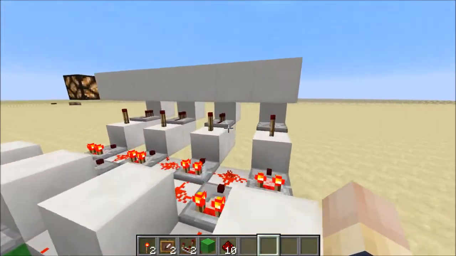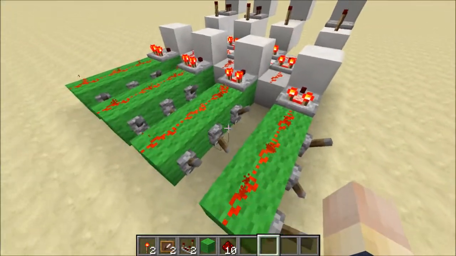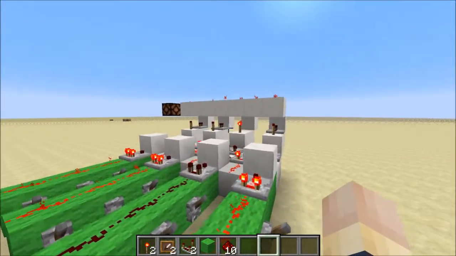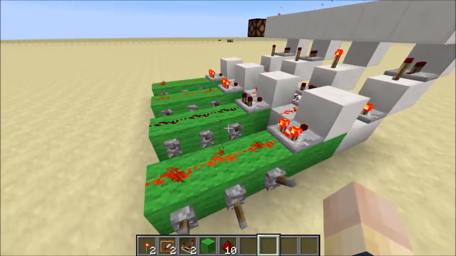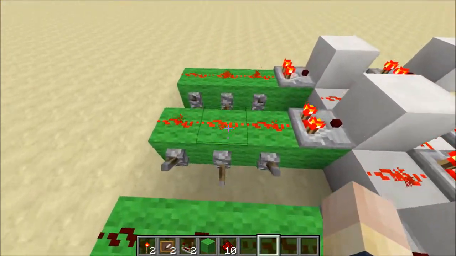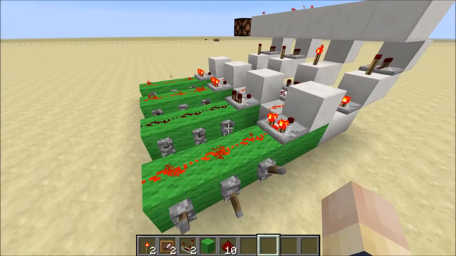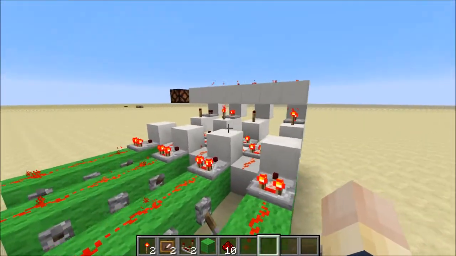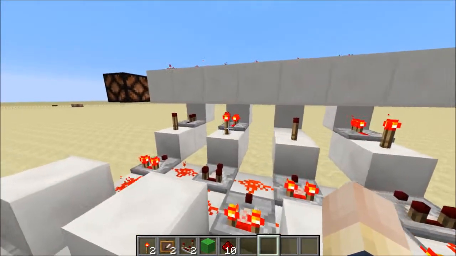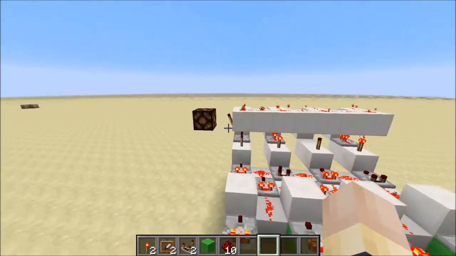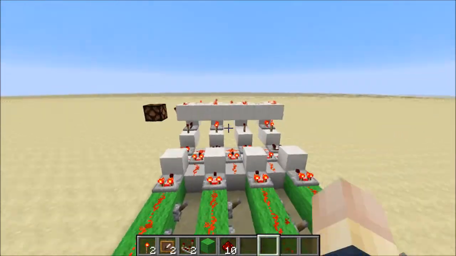And let me get rid of this repeater right here. And I'll go ahead and demonstrate this. So in this orientation, when I overpower this, this should not output because it's not equal to the other inputs. But you'll see that our output does flicker on. And that's because these torches are turning off and on at the same time, and in this particular orientation that's causing our output to flicker on.